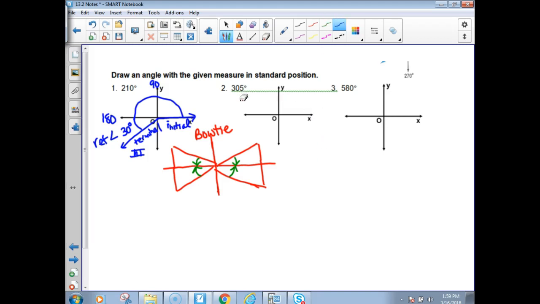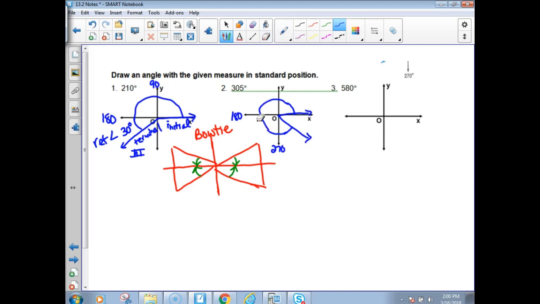All right, so let's try the next one. We got positive 305 degrees. So we're going to come from the initial positive x-axis. I'm not going to keep writing initial side, etc. Come all the way around past 180. What's going to be the next quadrant? What's straight down? 90, 90, 90, 270. So we got to go past that, right? All right, now we're into here for my 305.